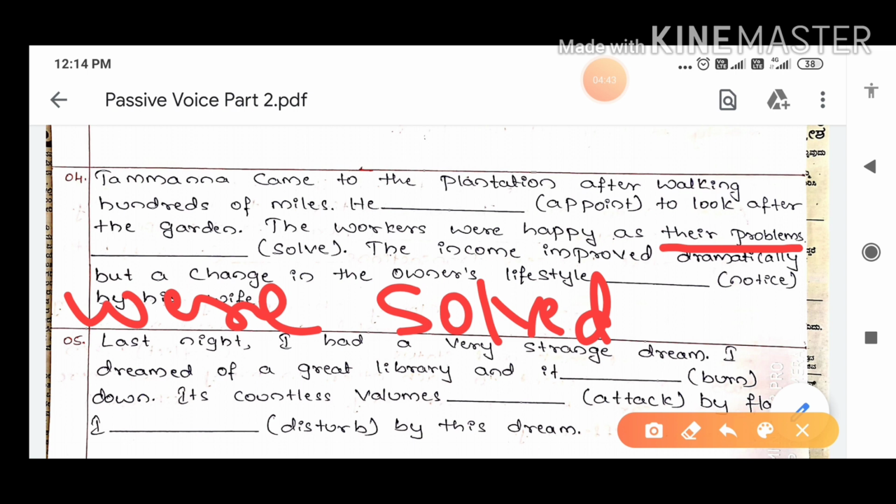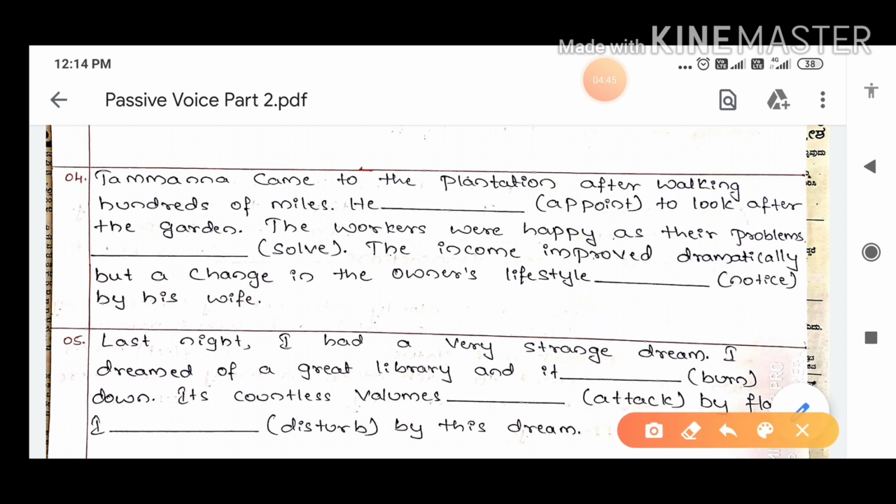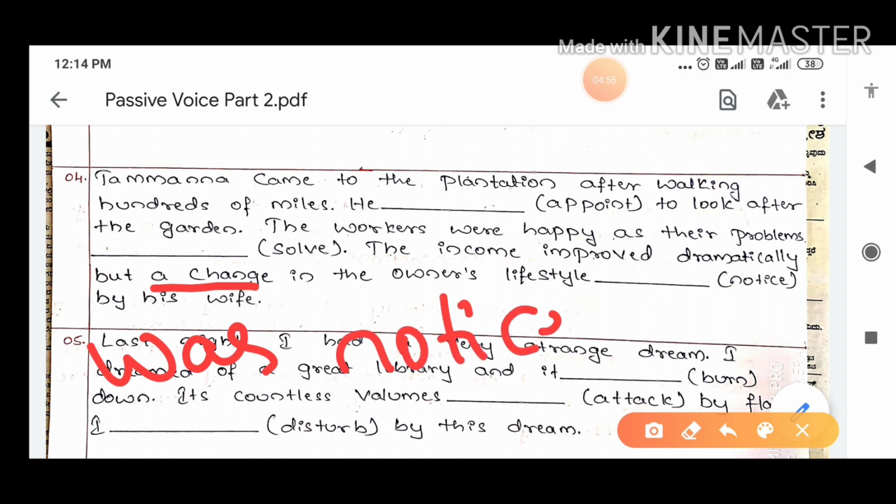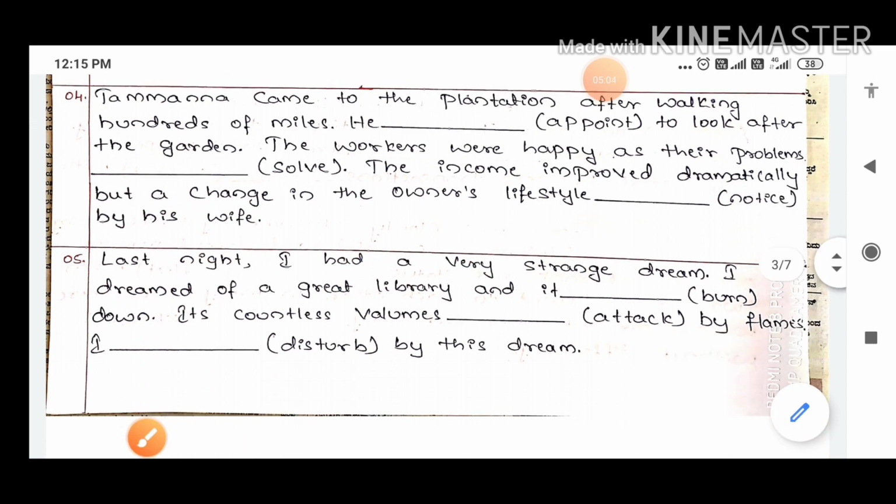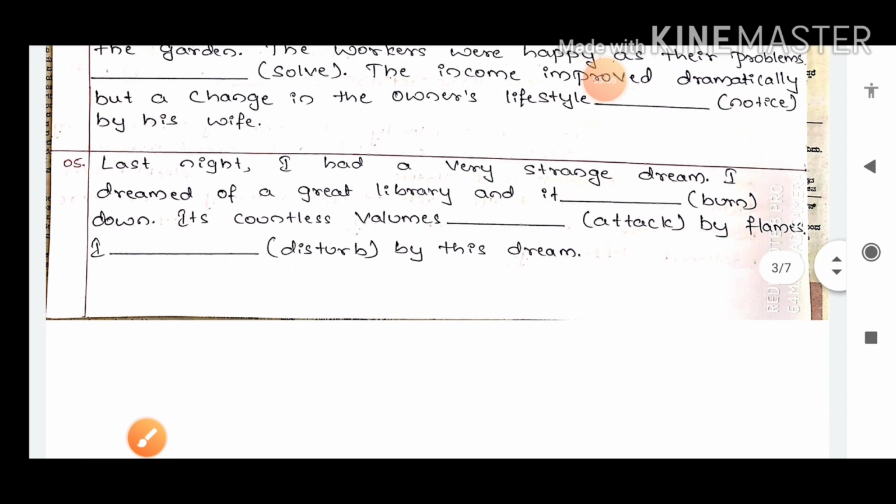The income improved dramatically, but a change in the owner's lifestyle. A change, it is singular, so again we make use of was, and noticed, which is the V3 form of the word notice. A change in the owner's lifestyle was noticed by his wife. So let us move on to the fifth one.